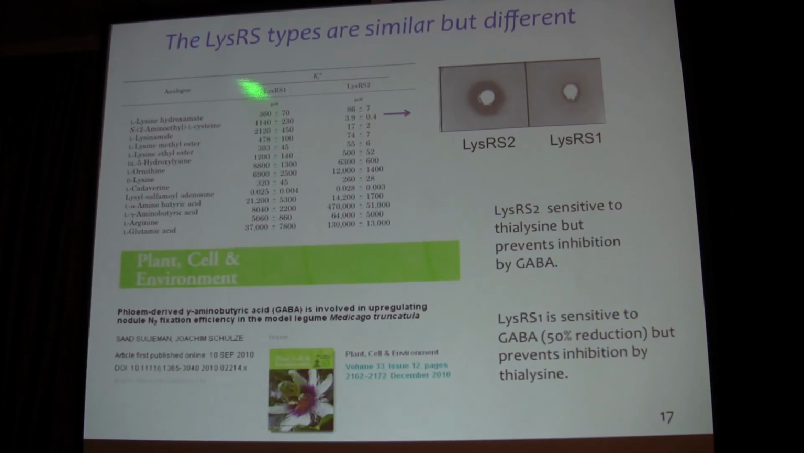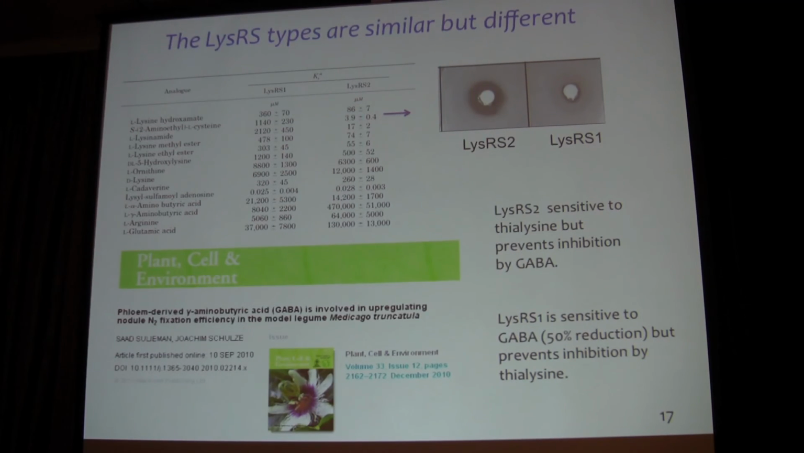He's looked at analogues of lysine, and he's asked the question, is there any effect when you look at the LysRS1 type or the LysRS2 type? And the answer to that is yes. So with the LysRS2 type, you get sensitivity to an analogue like thiolysine, and with the LysRS1 type, you don't get that sensitivity. And if you look at something like GABA, down the bottom here, you get the reverse situation. LysRS1 is sensitive to GABA, but it prevents inhibition by thiolysine.